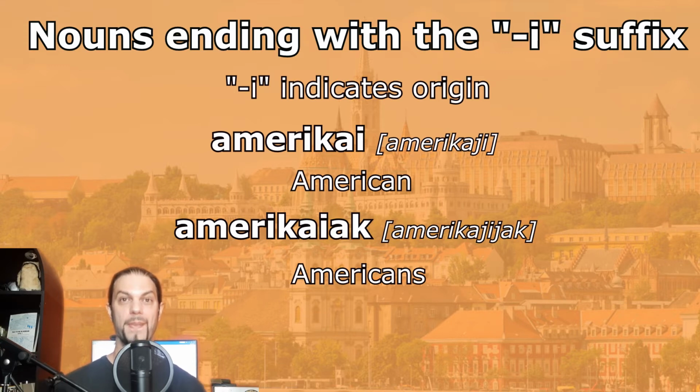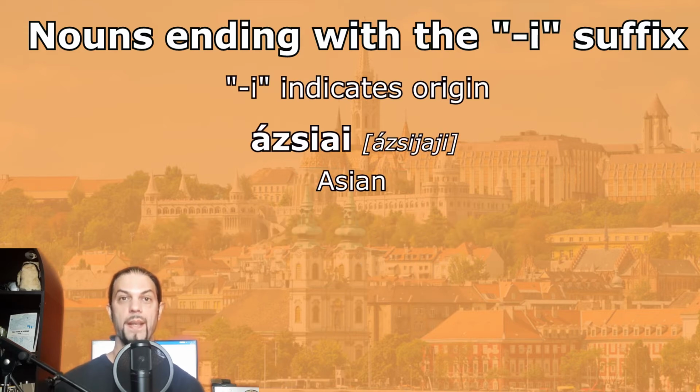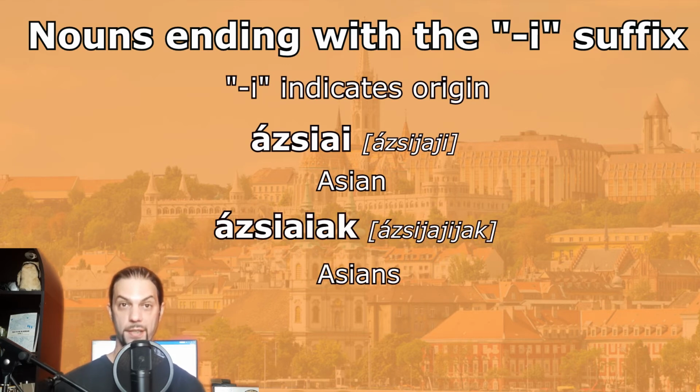Amerikaiak. Same with ázsiai. Ázsia means Asia. Ázsiai means Asian. Ázsiaiak means Asians. These are both mixed vowel words, so they get the ak plural suffix.